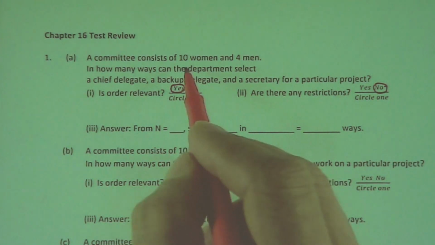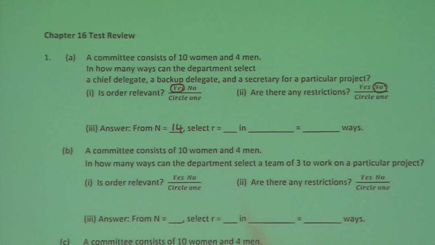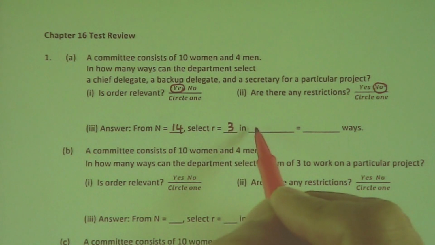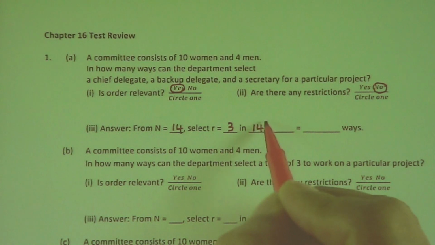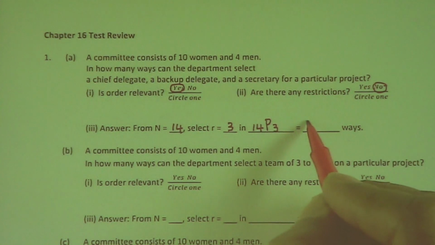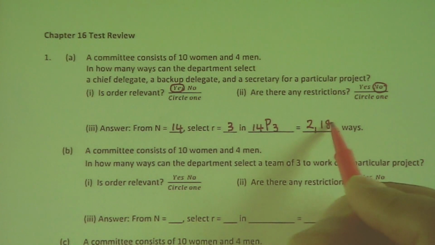So from n is equal to 10 plus 4, 14, we are going to select r equals 3 in 14P3. So use your calculator and get 2,184.